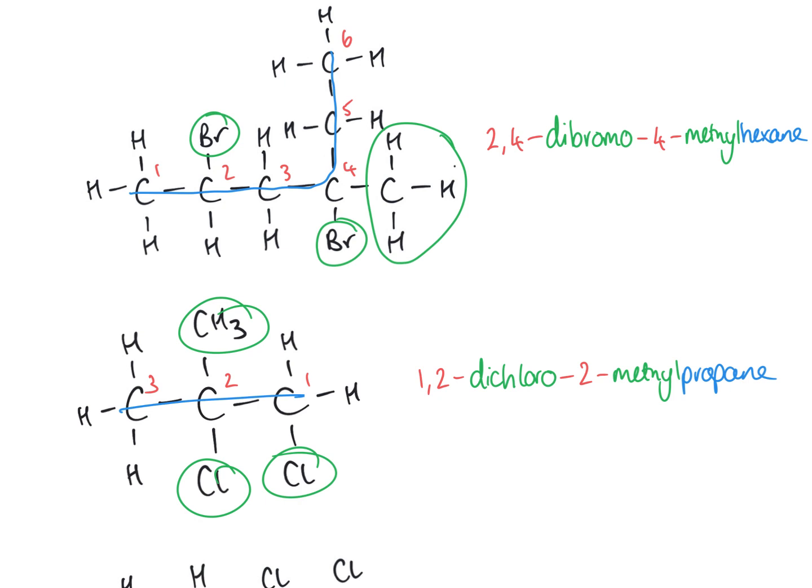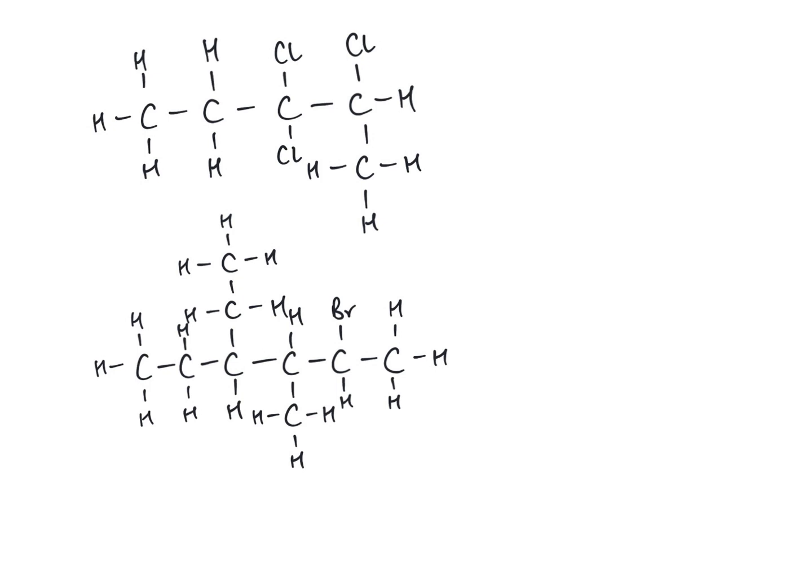So remembering to quote both numbers of your chloro groups, and then dichloro because there's 2 of them, and then your methyl group is on carbon number 2. Then our final 2 examples. The longest chain here is 5. Remember, this group here at the bottom, what looks like a CH3 group, is in fact part of the longest chain, so it's not a methyl group.